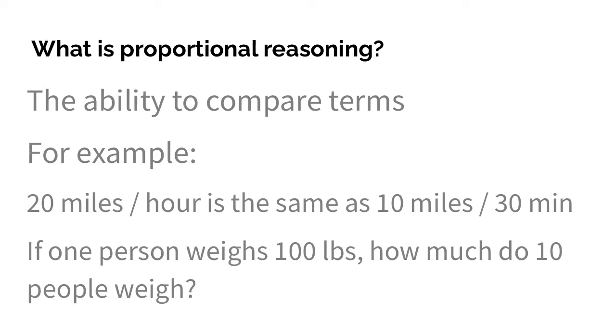For example, if we look at 20 miles per hour, we know that is the same as going 10 miles in 30 minutes. We can also use proportional reasoning in problems like this. If one person weighs 100 pounds, how much do 10 people weigh? Well, to figure this out, I would do 100 times 10 because I know that each person weighs 100 pounds and I have 10 people. And I would get 1,000 pounds is how much 10 people weigh.